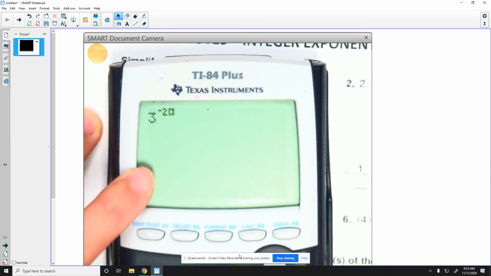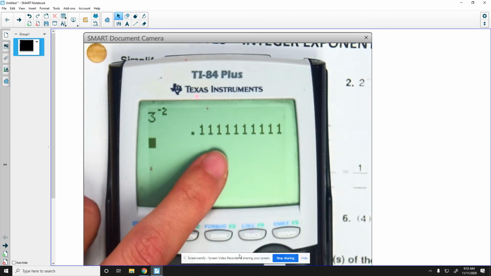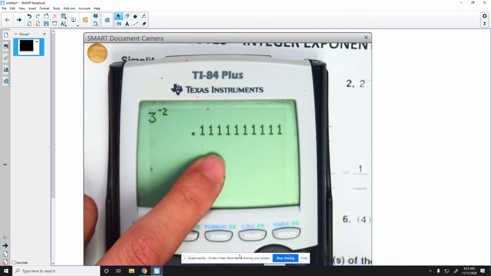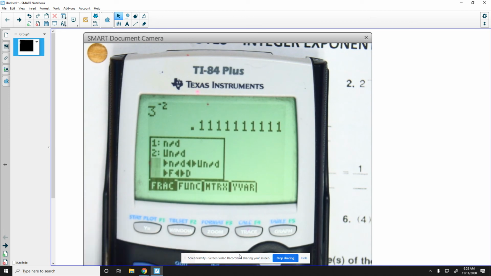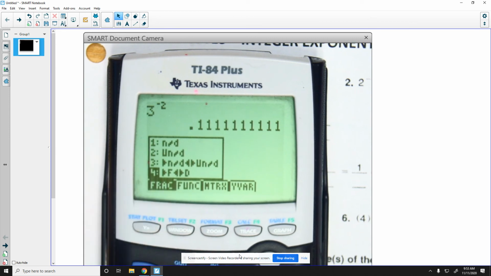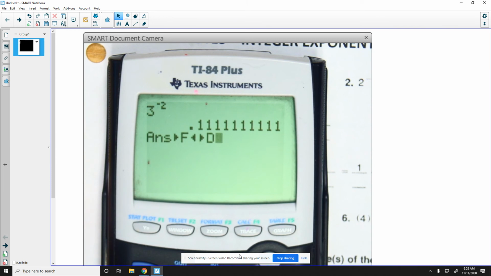If I have 3 to the negative 2, notice how it gives me not 1/9, right? It gives me the decimal. But if I wanted to change it to a decimal, I would press alpha, y equals, and then the fourth option, F to D, fraction to decimal. And then it would tell me that it's 1/9.